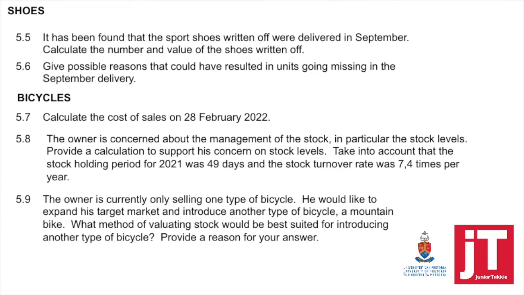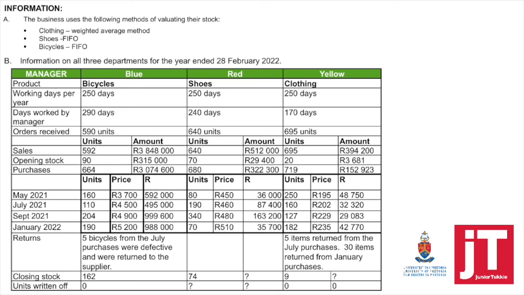So if I look at the information presented, the business used the following methods of evaluating the stock. If we look at the clothing, weighted average method; shoes, FIFO, which is first in, first out; and then the bicycles, which is also making use of FIFO, first in, first out. So this is again an example of an activity where we're not only testing one specific way of evaluating stock, but we are combining it.